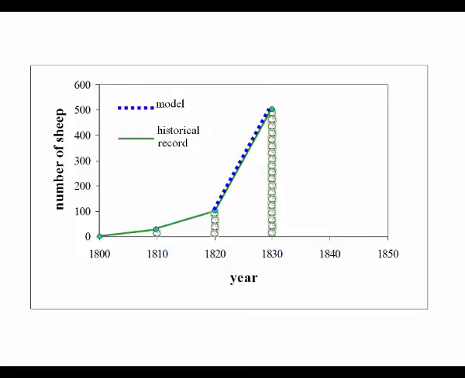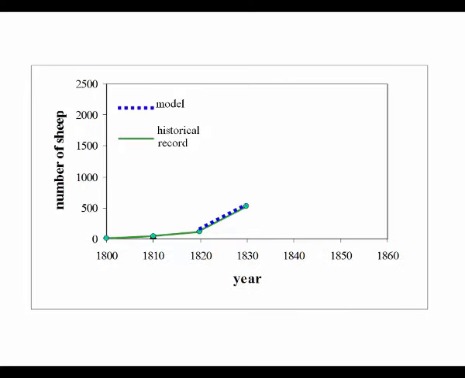Okay? However, if you keep going out to 1840, 1850, and so on, something interesting starts happening. If the population of sheep on Tasmania continued growing at a rate of 16%, then by 1840 you'd expect there to be nearly 2,500 sheep. In fact, there are only about 1,000, and it gets worse in 1850.